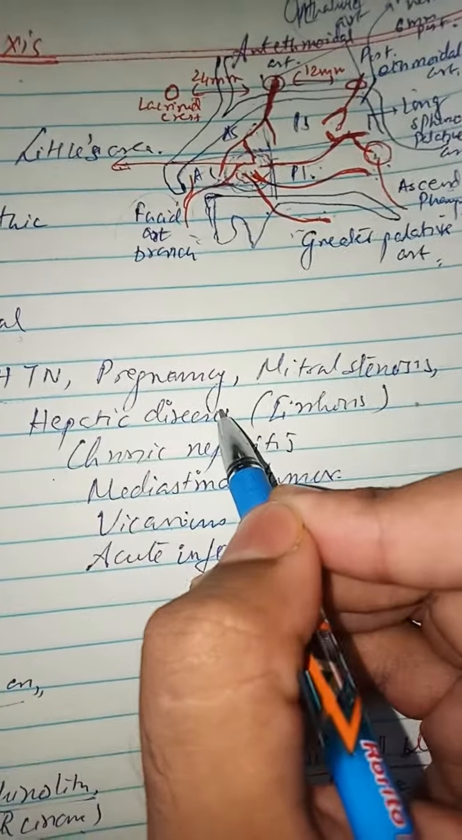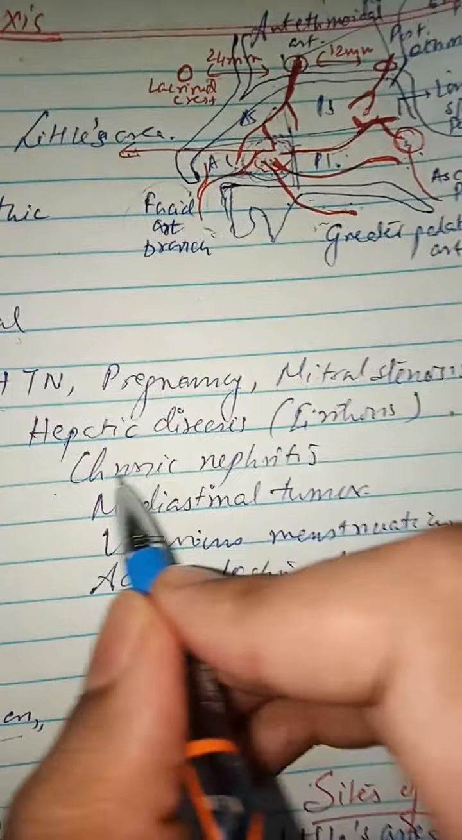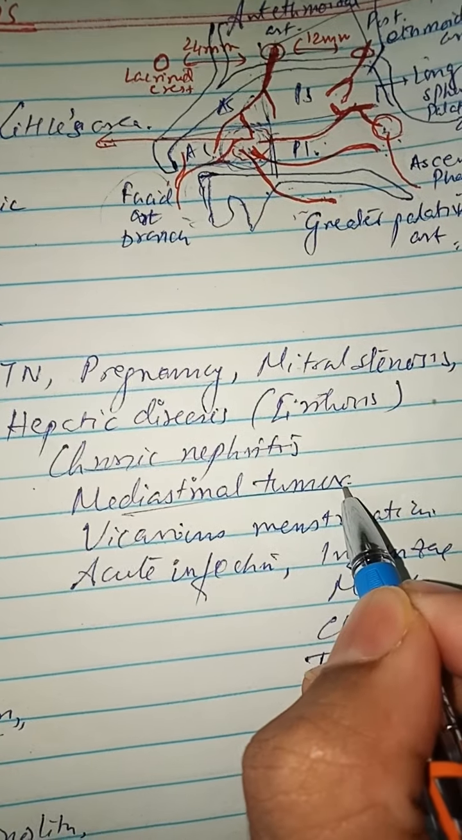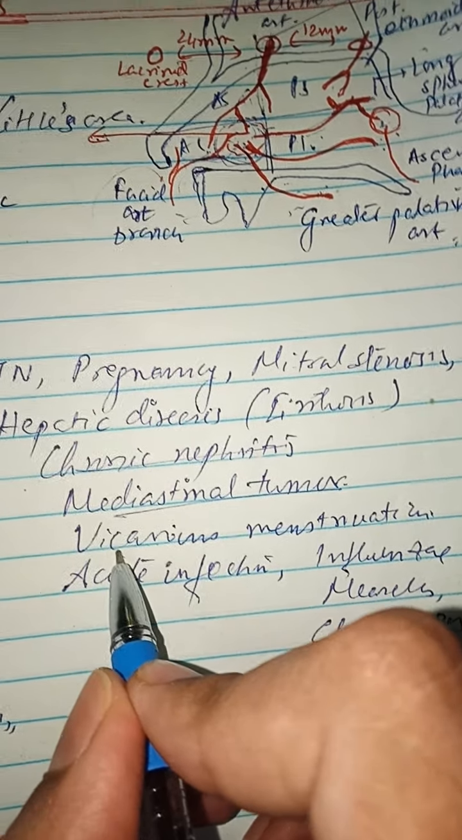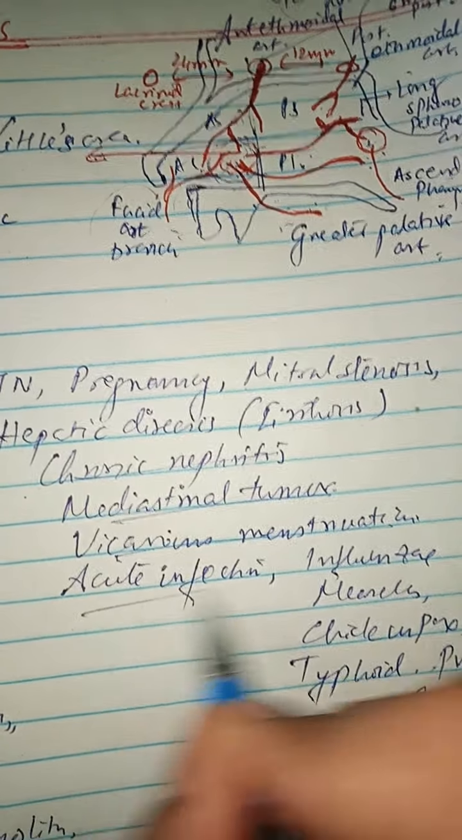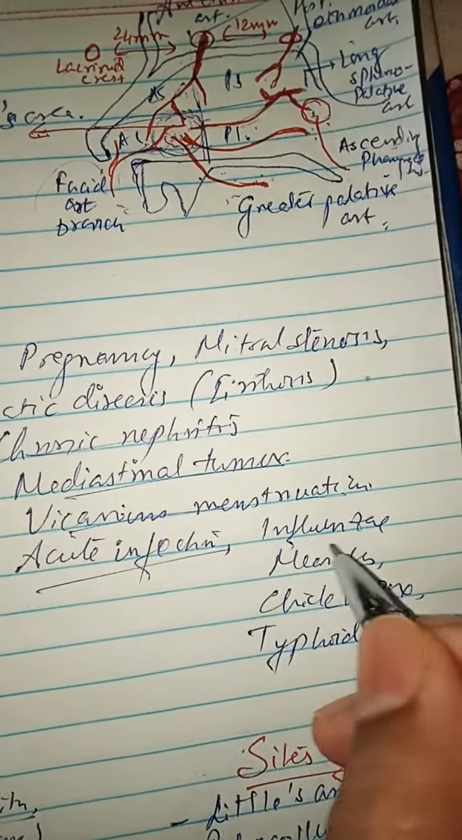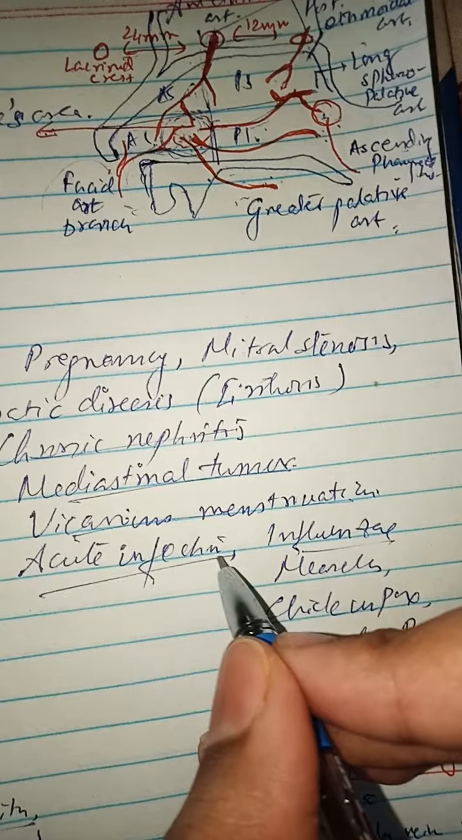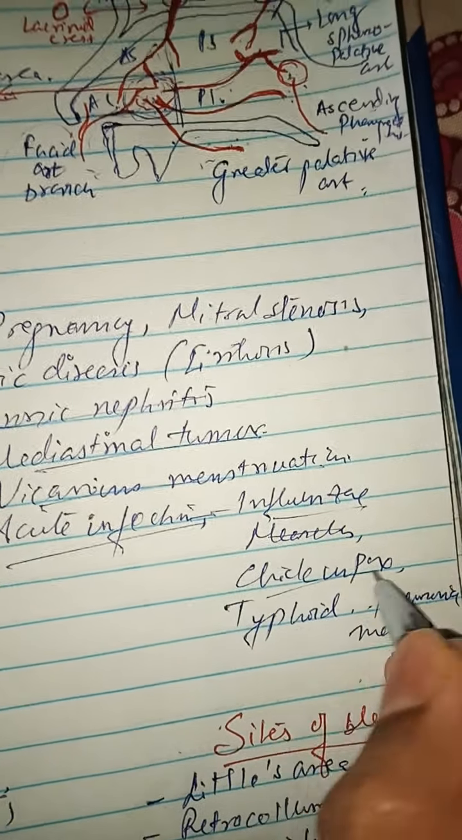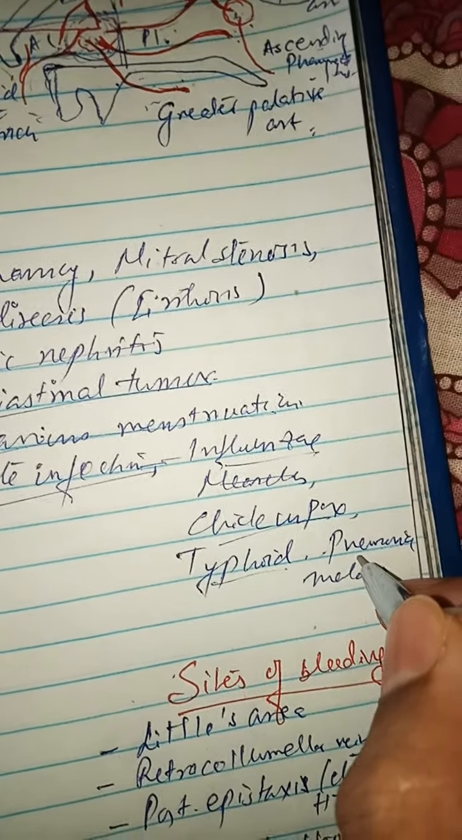What are the general causes? Hypertension, pregnancy, mitral stenosis, hepatic diseases like cirrhosis of the liver, chronic nephritis, mediastinal tumor, vicarious menstruation, and acute infections like influenza, measles, chickenpox, typhoid, pneumonia or malaria.